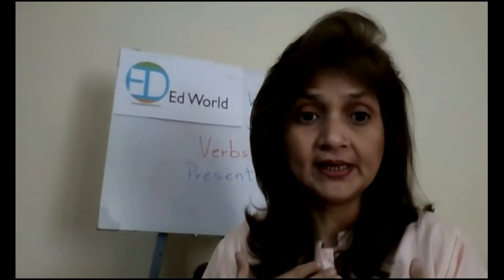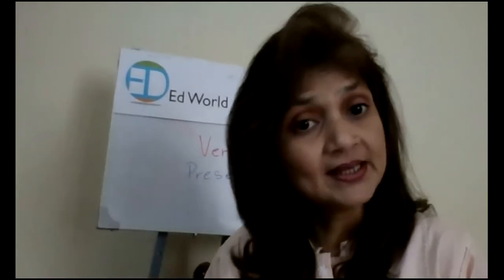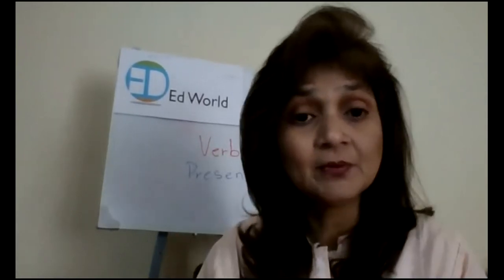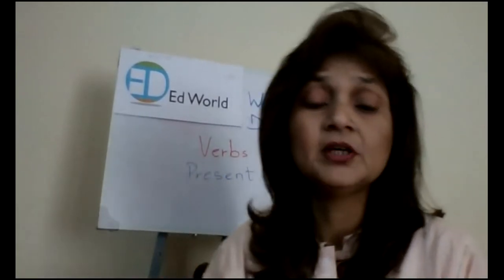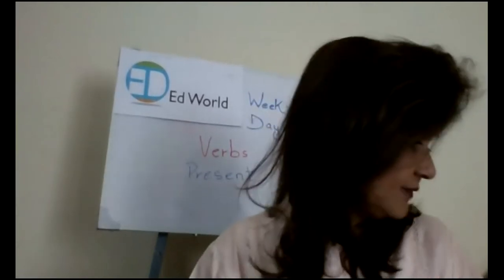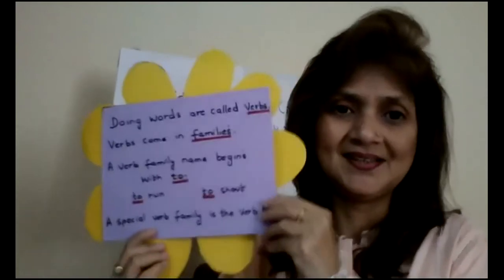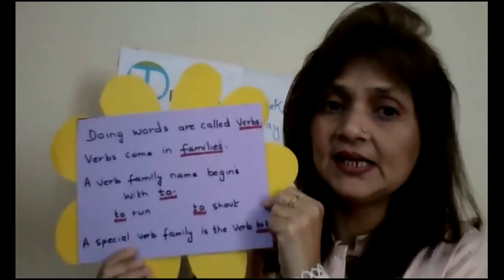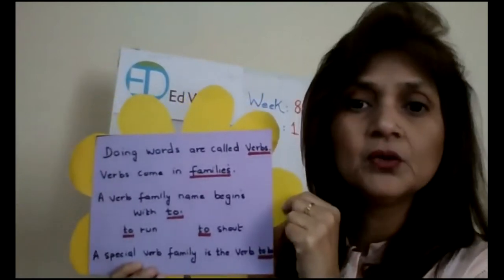Like what I am doing right now, I am teaching. What you people are doing right now, you are listening. And some of you are talking. So that means we are using verbs which are in the present tense. And what are those verbs? Now see, I will show you my flower in which I have written a few things here. Yes, can you see my flower? Now, it says that doing words are called verbs.